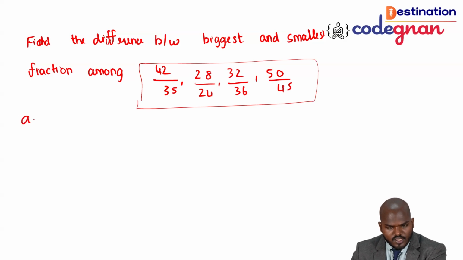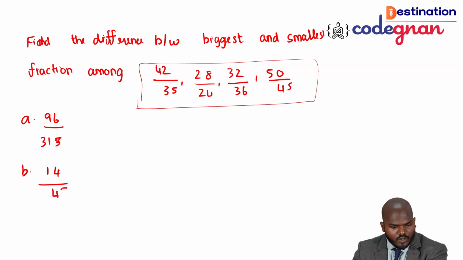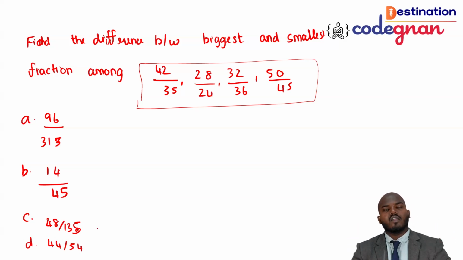Okay. So the options they have given: option A, 96 by 315. Option B, 14 by 45. Option C, 48 by 135. Option D, 44 by 54. These are the values I have in my hand. So these are big values now. You can use either elimination or decimal.